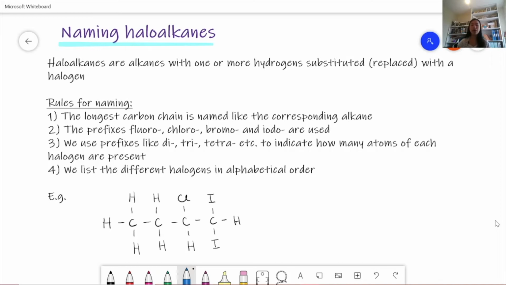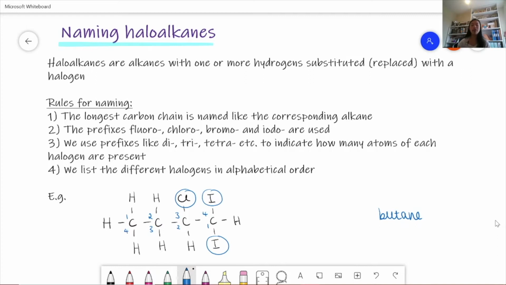So in this example, first of all, we identify the longest carbon chain, which is just a straight one. So we've got 4 carbons, so it must be some kind of butane. So we know that it's a butane, and we can put butane at the end. And now we have a look at which halogens we have. So we have a chlorine and an iodine and another iodine. And the next thing we do is we number the carbons. So we could do it like this: 1, 2, 3, 4, or we could do it the other way. So this is carbon 1, 2, 3, and 4.